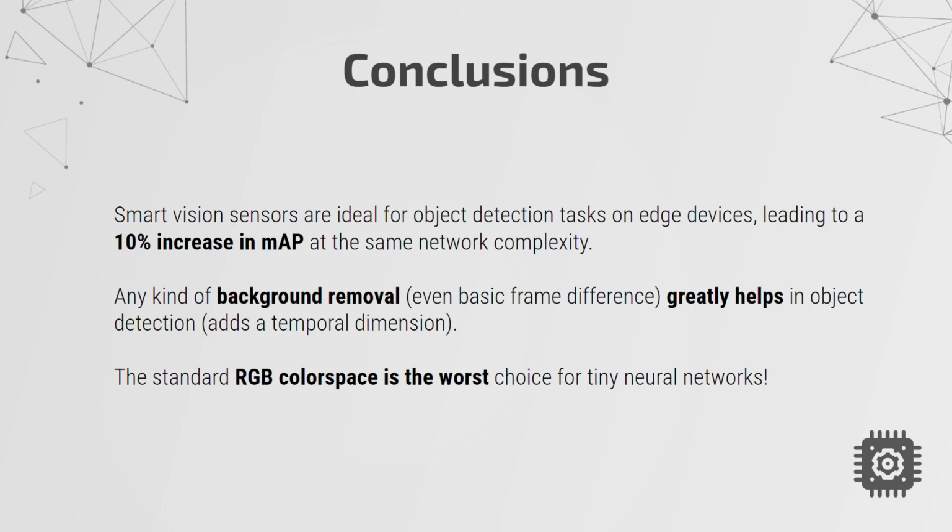One curious fact that we found out is that, given our dataset, the standard RGB color space that is used in order to train object detectors proved actually to be the worst kind of input possible, leading to the most degraded performance with respect to all other input types.